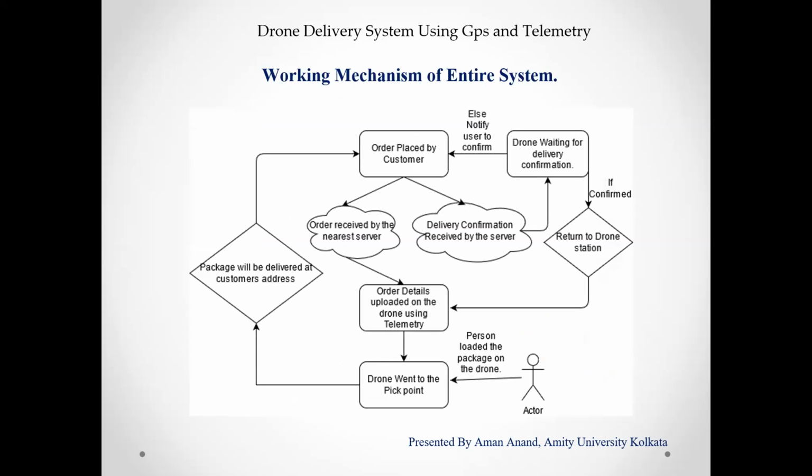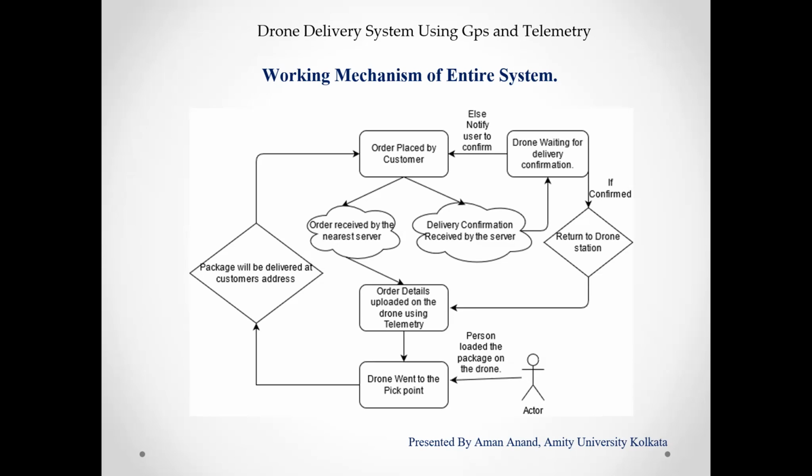The working mechanism of the entire system is, first we receive the order from the customer. Basically, after receiving the order, the algorithm is going to send the order to the nearest server, and then it is going to find the nearest drone, and it will upload the necessary information to the drone.